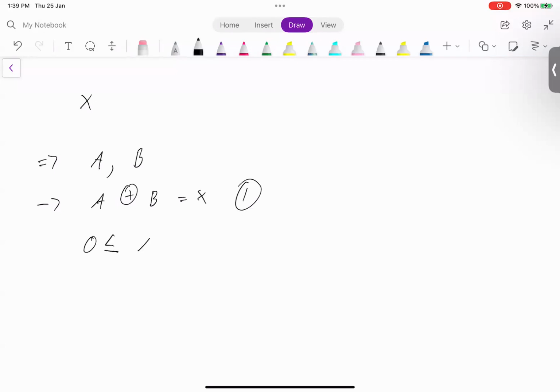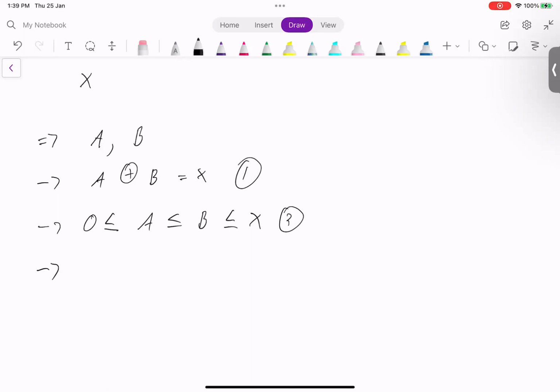And a and b should be in the following range. A should be between 0 and x and should be less than b, and b should be in the range 0 to x and should be greater than a. It should satisfy these two conditions, and one more condition is that among all the pairs of a and b which satisfy the first two conditions, we should print the a and b which have the difference b minus a as small as possible.